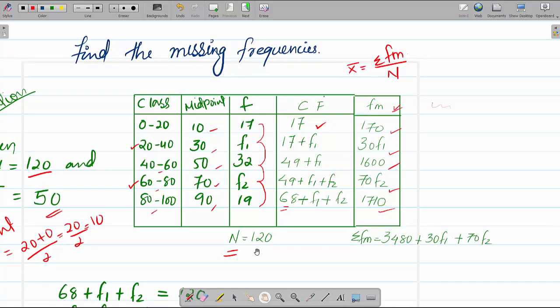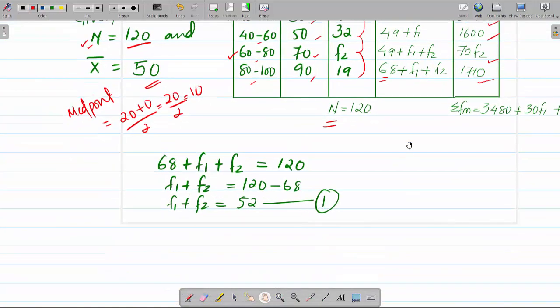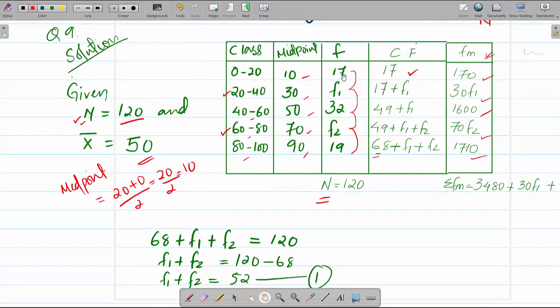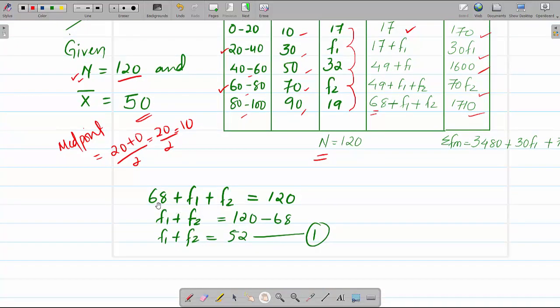Okay. Now let's move on to the next part. I told you why we calculate this, because we have to find the equation here, right? So you just put it down here: 68 plus F1 plus F2 is equal to 120. Why? Because if you add up all this, this is what we have done. So this is equivalent to 120. That is why we wrote that 68 plus F1 plus F2 will be equal to 120, right?